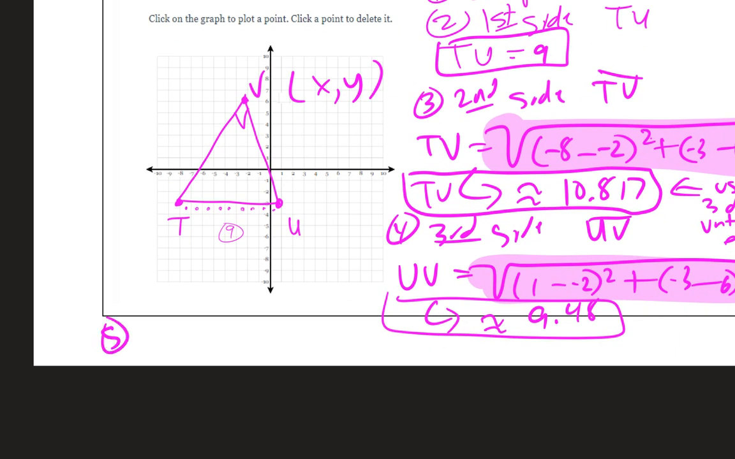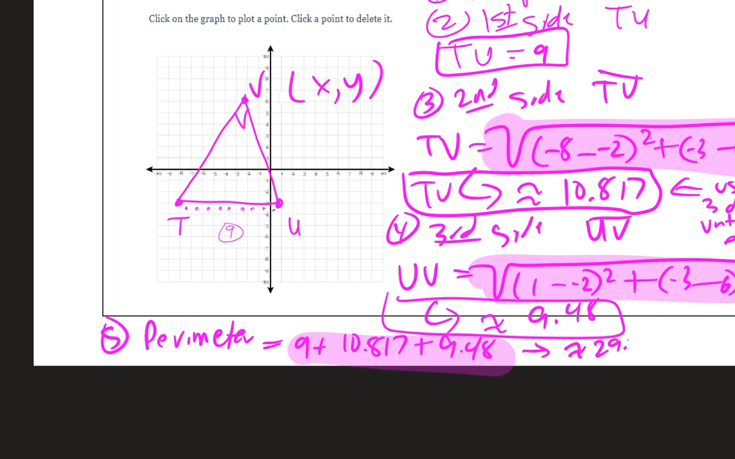Step number 5, to find our perimeter, we're going to add up all the sides. So these are our sides: 9, 10.817, and 9.48. So let's put that in there. 9 plus 10.817 plus 9.48. If we put that into our calculator once again, using our calculator as a tool, we're going to get approximately 29.304. So then that's approximately 29.3. Okay, so that's our answer, 29.3.